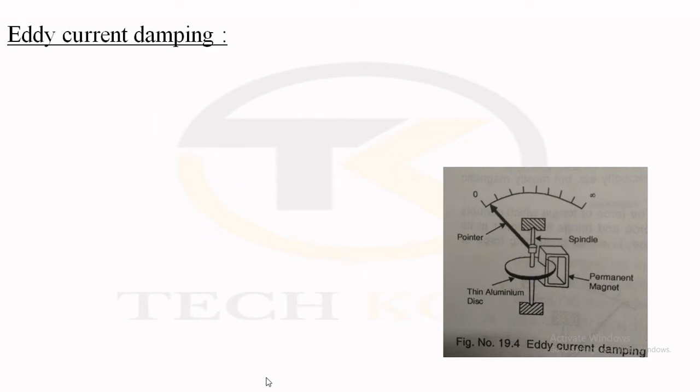Eddy current damping. Here we can see the eddy current damping circuit picture. A small lightweight disc, normally made of aluminum, is attached to a spindle rotating between the poles of a permanent magnet, which produces eddy current in the disc.